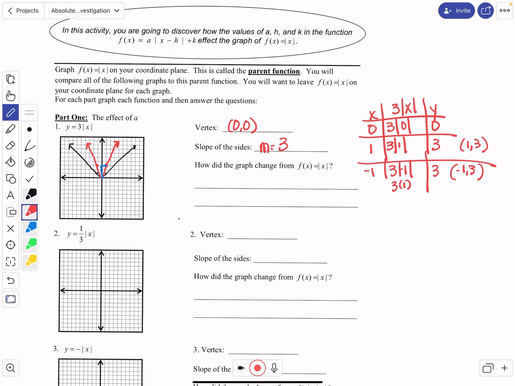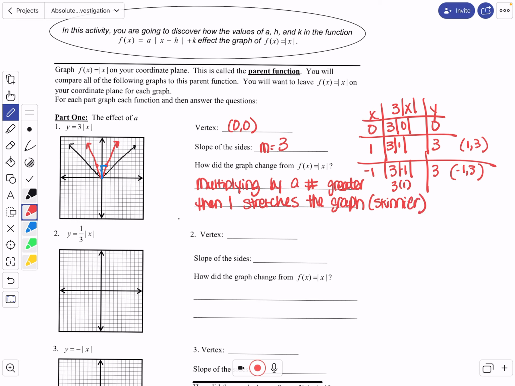And how did the graph change from our original graph? So what we would say is multiplying by a number greater than 1 stretches the graph. So it's actually going to make it look skinnier. Okay, so that's what the graph is going to do.